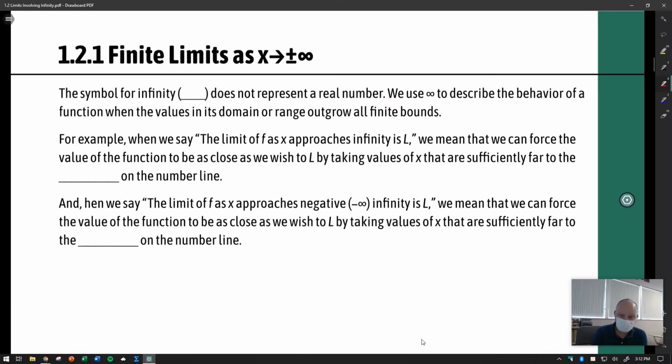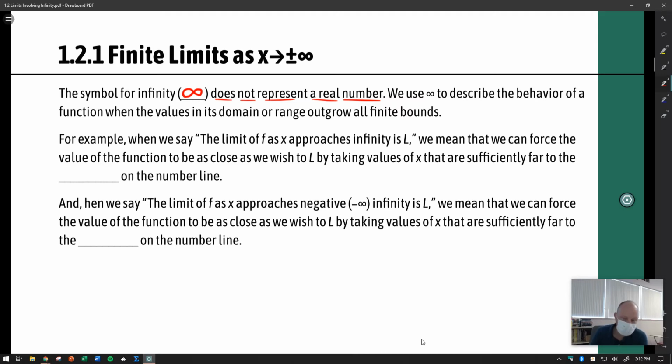The symbol for infinity, which looks kind of like this, does not represent a real number. I cannot stress that any more than right there. It doesn't represent a real number. We use it more to describe behavior. It's a descriptive word, like an adjective almost, when the values in the function's domain or range outgrow all finite bounds.